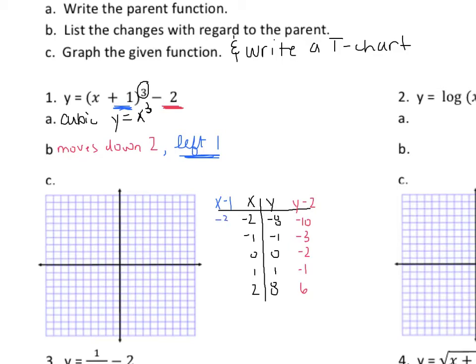So we have negative 3, negative 2, negative 1, 0, and then we have a 1. Now what you're going to do is graph these new values. So the ordered pairs for my new function are now going to be negative 3, negative 10. So let's first graph that.